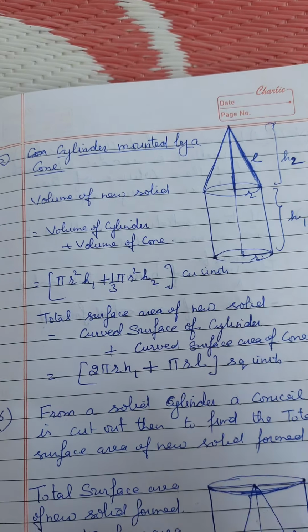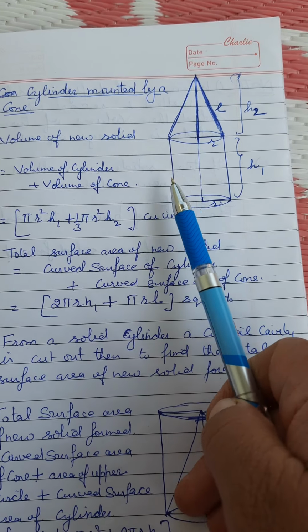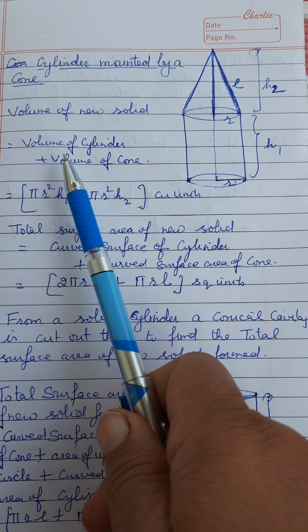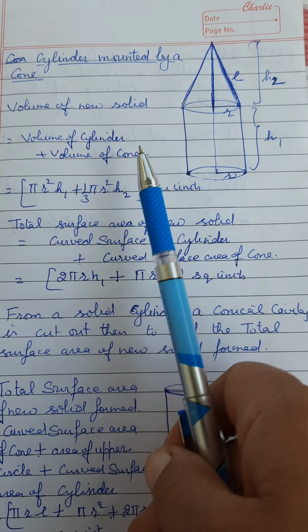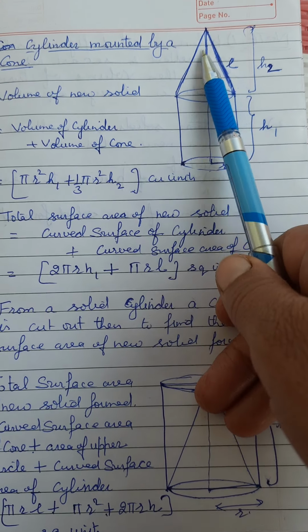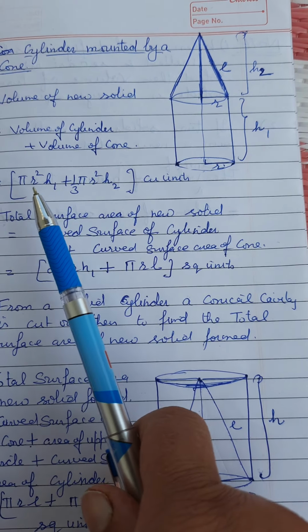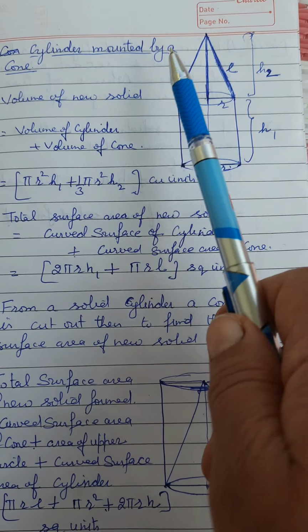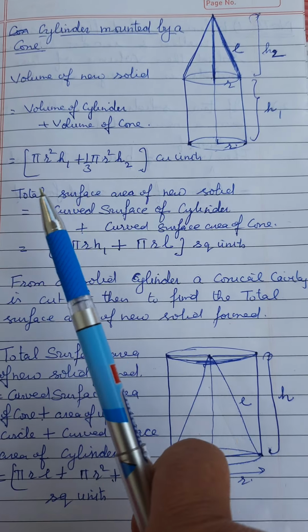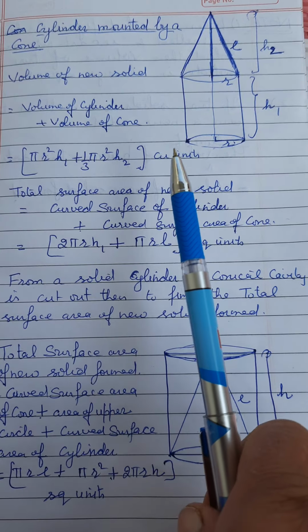Then next is the cylinder surmounted by a cone. If a cone is surmounted on a cylinder, then the volume of the new solid is the volume of the cylinder plus the volume of the cone. Now if h1 is the height of the cylinder and h2 is the height of the cone, then the volume of the cylinder will be pi r square h1 and the volume of the cone will be 1 by 3 pi r square h2. Now the sum of these two will give us the volume of the new solid in cubic units.